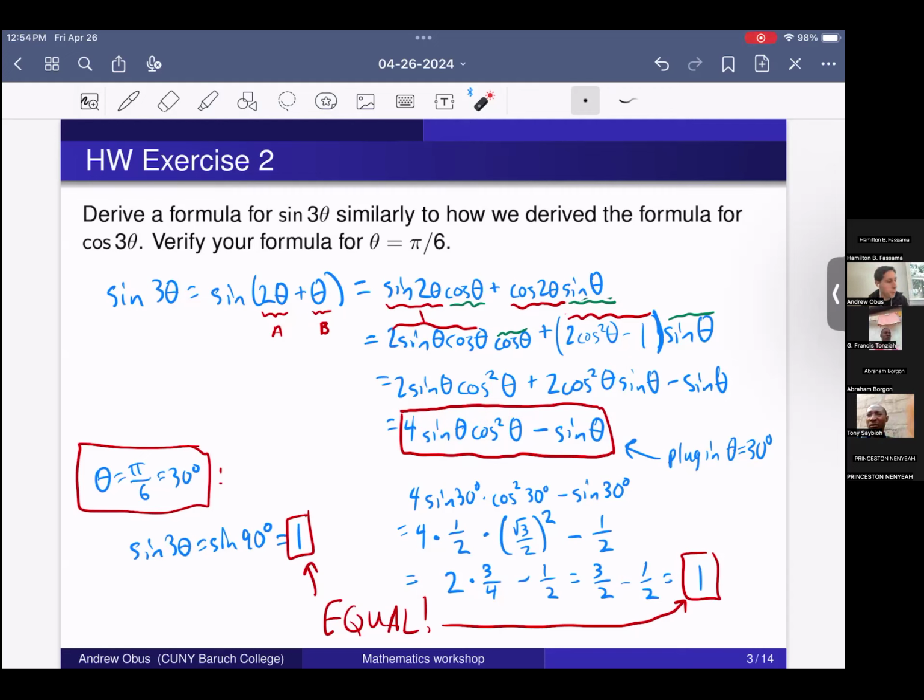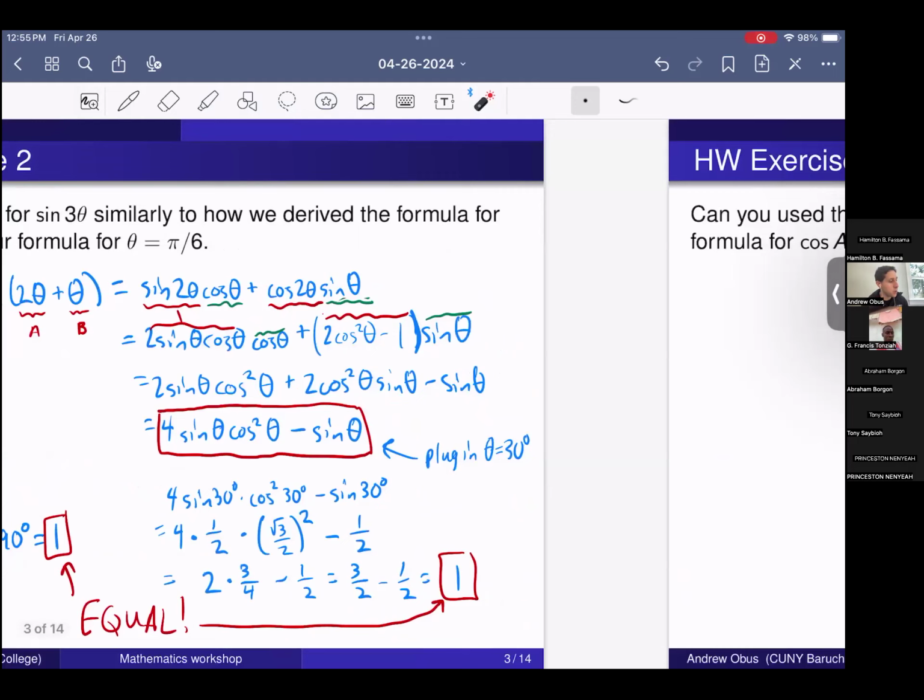Other questions about this one? Okay, good. So this is sine 3 theta, and remember, we did cosine of 3 theta last time, and I've already forgotten the formula there. The point is that you can rederive it if you want to by using this method. Okay, so, exercise 3.